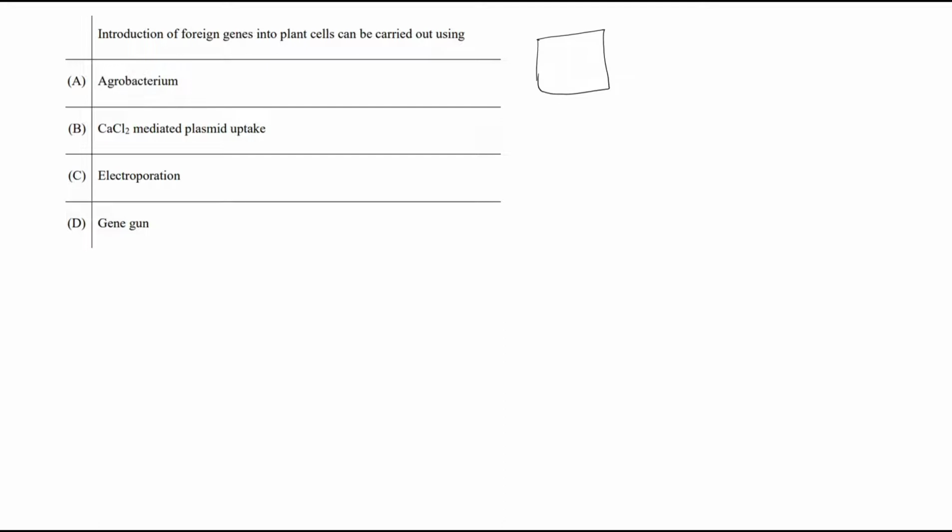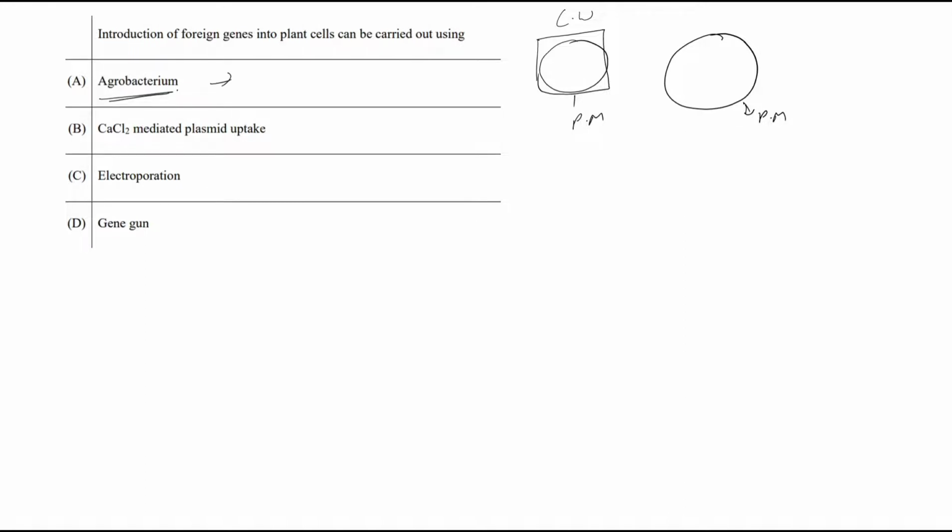Plant cell has a cell wall protecting it, and inside it is a plasma membrane. But there is no cell wall in animal cell, directly plasma membrane, right? This cell wall provides rigidity or stability to the plant cell, right? Now, the first one, Agrobacterium.